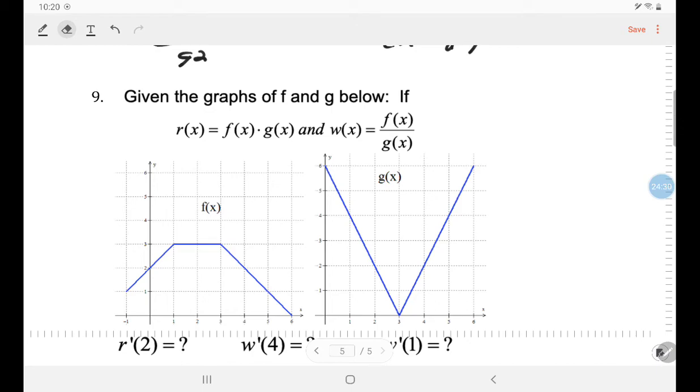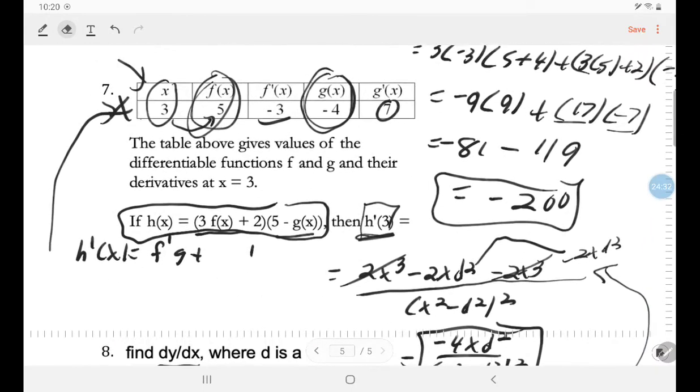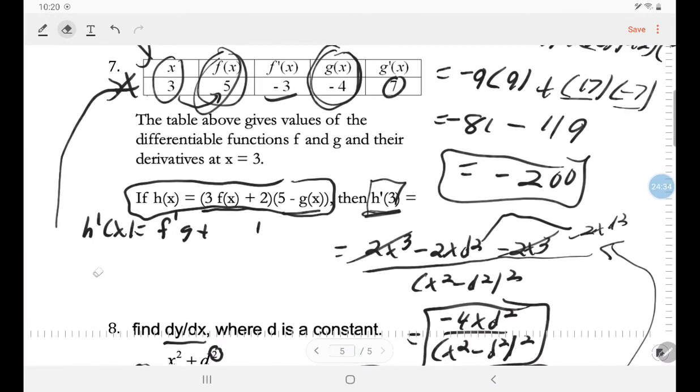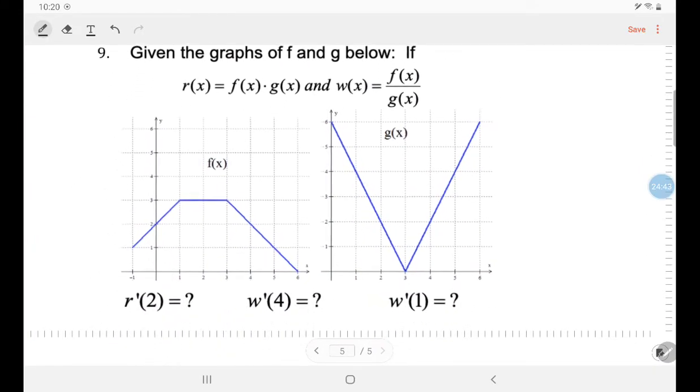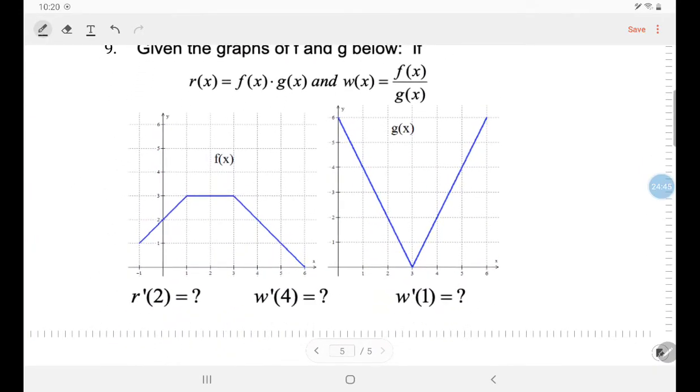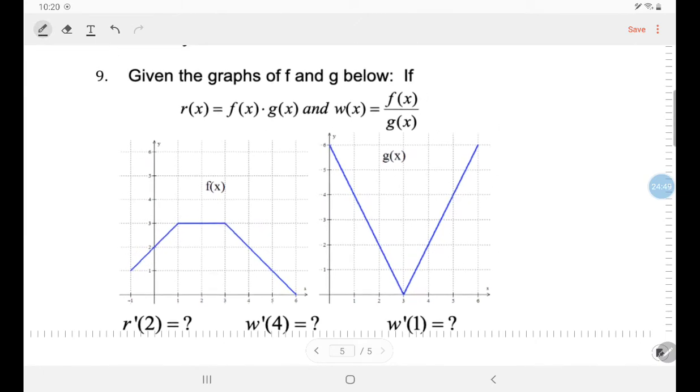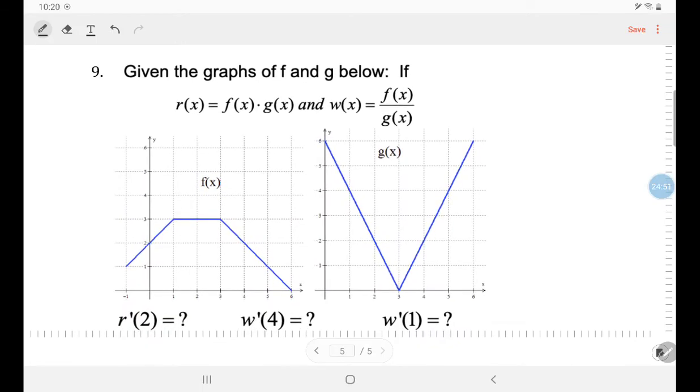So again, just like this problem up here where I said, get your equation for h prime of x before you go looking at the table, same applies here. I know I need an r prime and a w prime at the numbers 2, 4, and 1 before I worry about 2, 4, and 1 or any graphs.